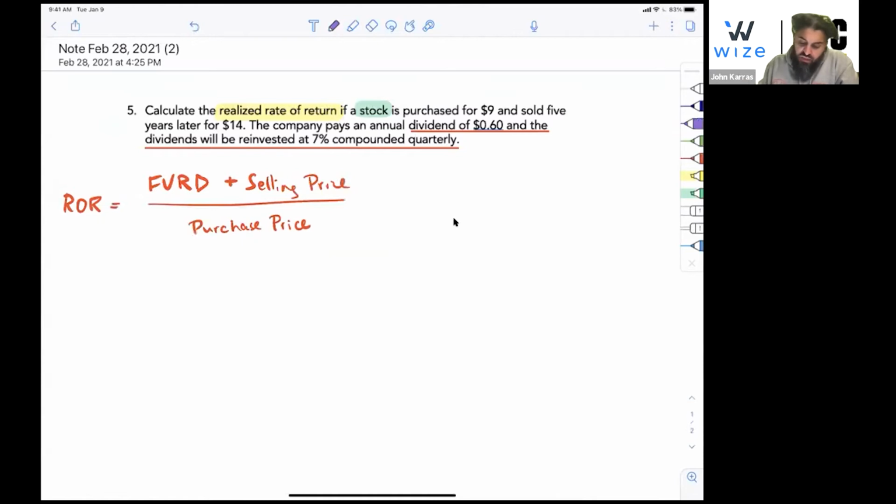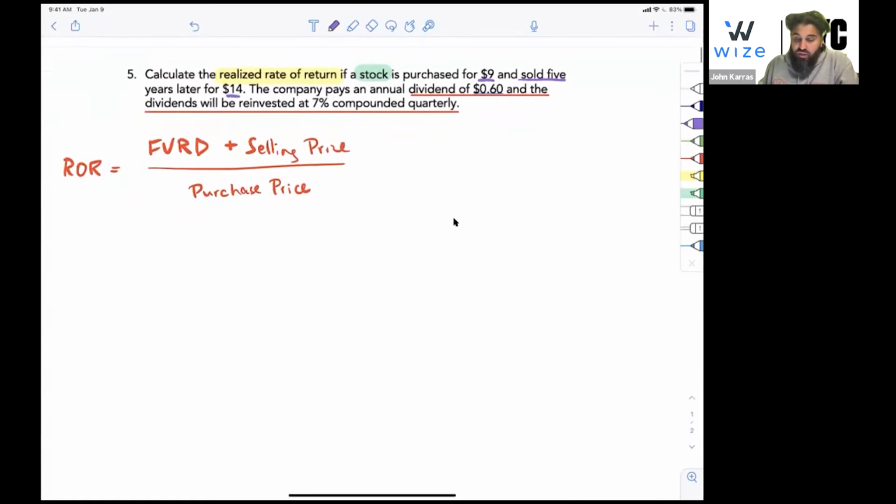Let's just read the question. The stock is purchased for $9 and sold 5 years later for 14. The company pays an annual dividend of 60 cents and the dividends are reinvested at 7% interest compounded quarterly. I want you guys to tell me what you think the first thing I should do is.